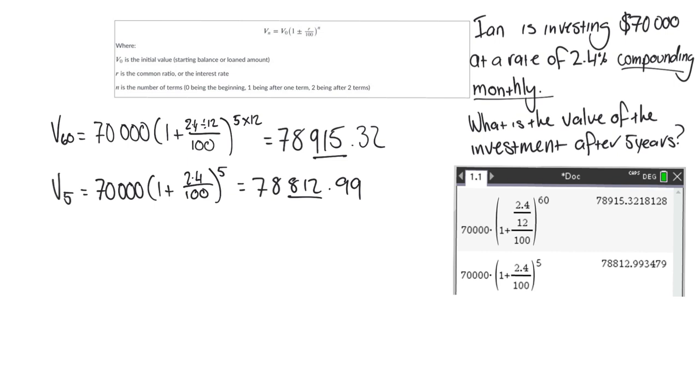So the thing to remember here is if it's compounding something other than yearly, monthly, weekly, fortnightly, you just need to adjust your interest rate. So in this case, divided by 12 and adjust the number of compounding periods. So if it's 5 years, but we're talking months, it's got to be 5 times 12. So if we're talking about weeks, we would divide by 52 for the interest rate.